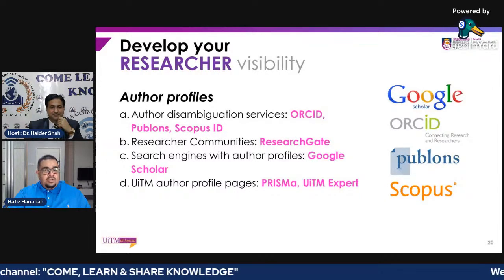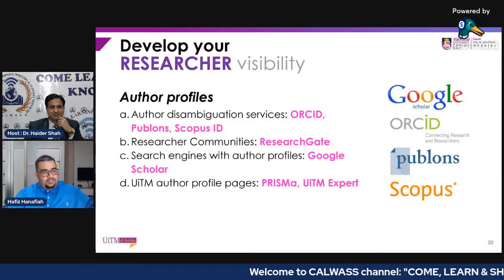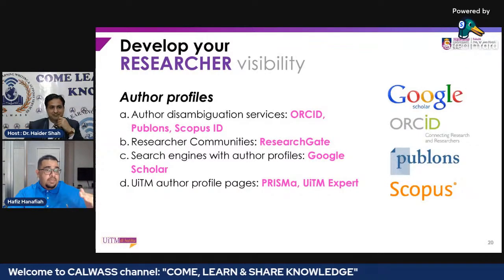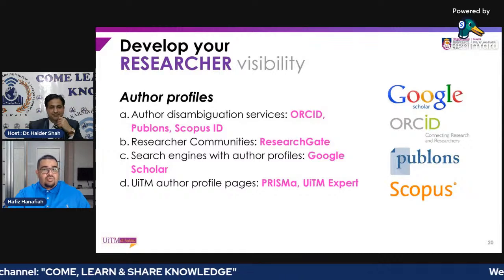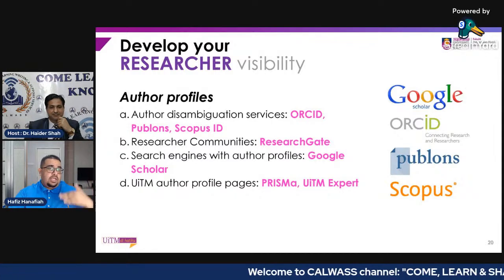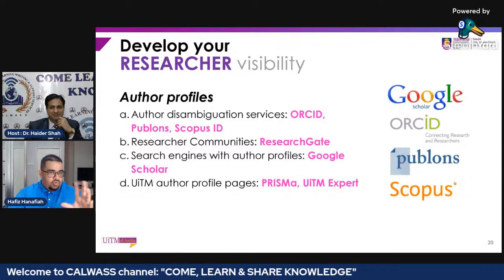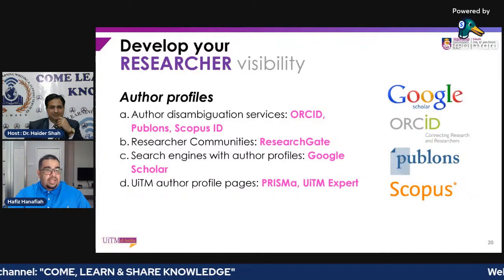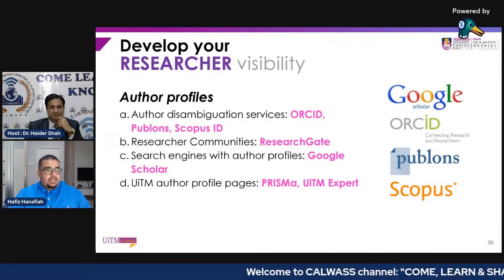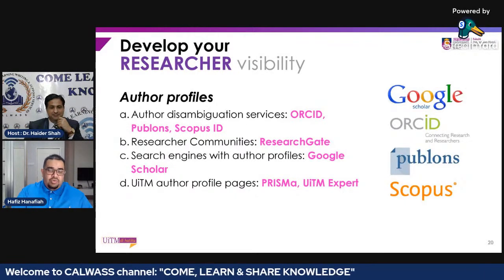And in fact, you have your own university author profile page. In UiTM, we have Prisma, where you have to register your publications for your KPI assessment at the end of the year. And also the UiTM Expert, which is like a university author profile that lists all your research activities and your grant acquisitions. But not citations, because citation counts are quite hard for them to track. But yes, these are the potential author profile accounts that you should have if you want to be in this area, which is doing research.